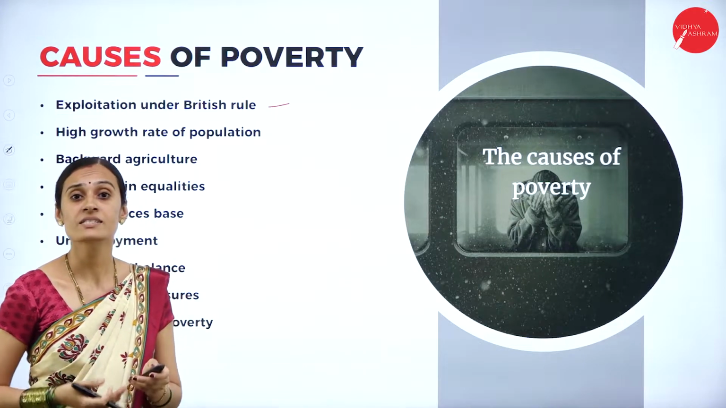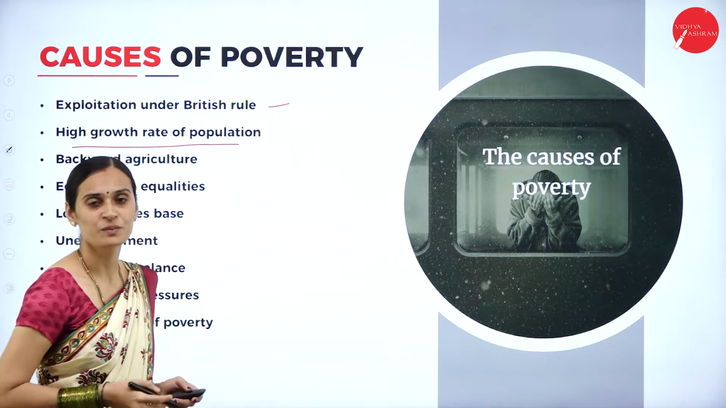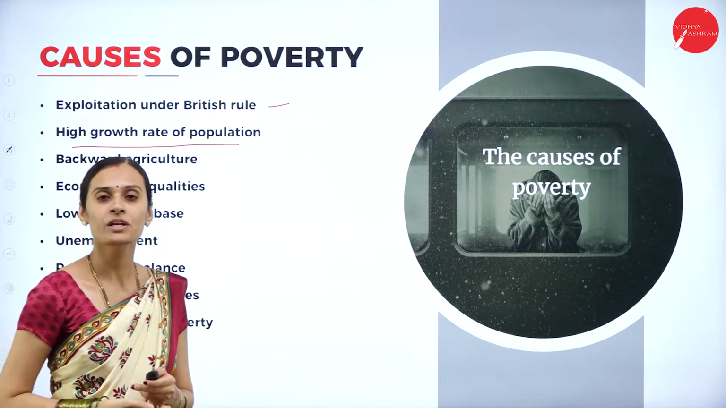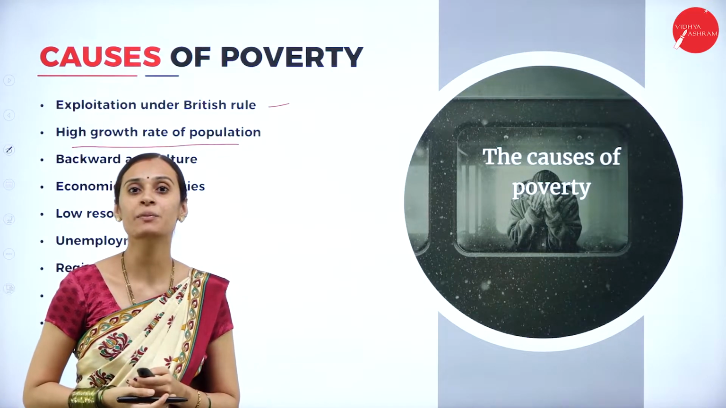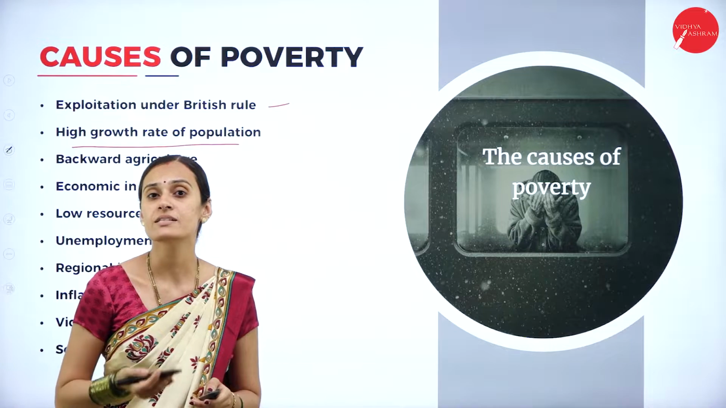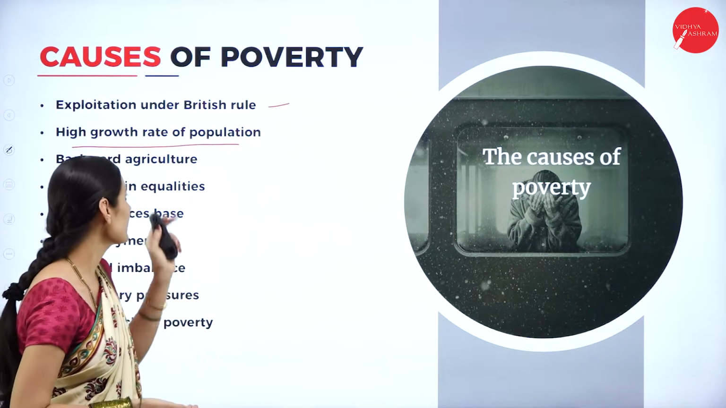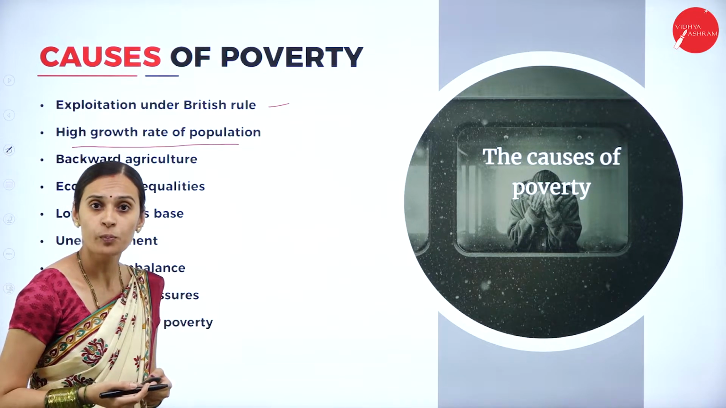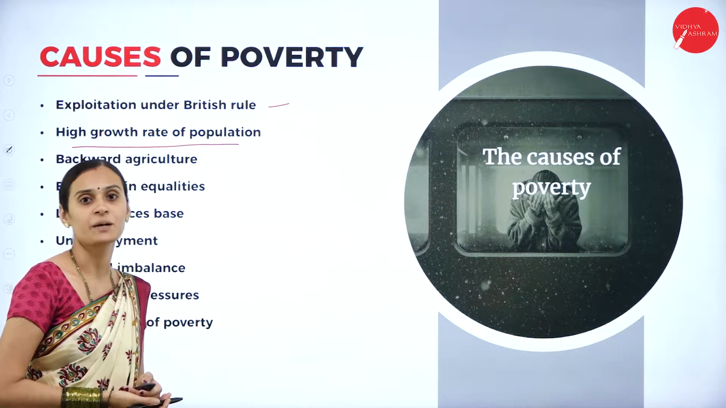Yes, what is the second one? The high growth rate of population. Increasing population leads to a decrease in the per capita income, which means the income they are gaining is not enough to meet the basic necessities. So this is the second one. Increase in the population leads to a decrease in the per capita income.